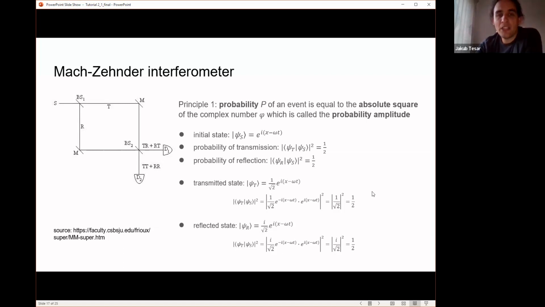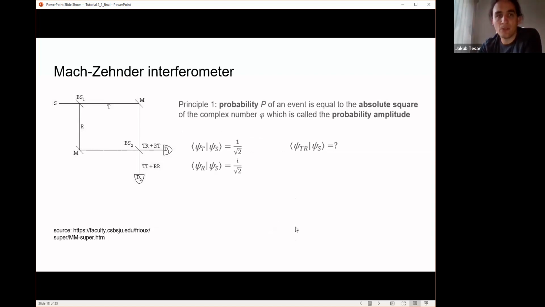Okay, so if we accept that we have these probability amplitudes, which is 1 over square root of 2 or i over square root of 2, we may think of, sorry, one more step. We just look at what will happen on the first beam splitter. So we have the original one, and the probability amplitude that it will go to the transmitted state is 1 over the square root of 2. And here is the formula for the reflected light.